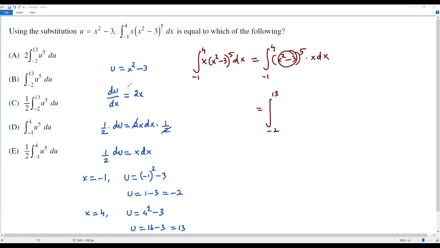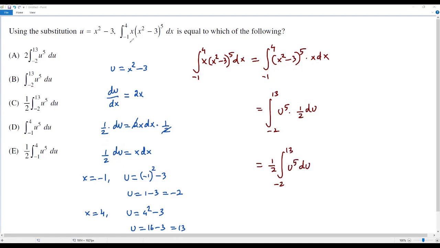And for this x squared minus 3, we can plug in u. Then we get u to the 5th power. And for this x times dx, we already got 1 over 2 times du. Okay, let me plug that in over here. And 1 over 2 is a constant, it's multiplied over here. So we can move this constant out of the integral. Then we get 1 over 2 times the integral from -2 to 13 of u to the 5th power du.